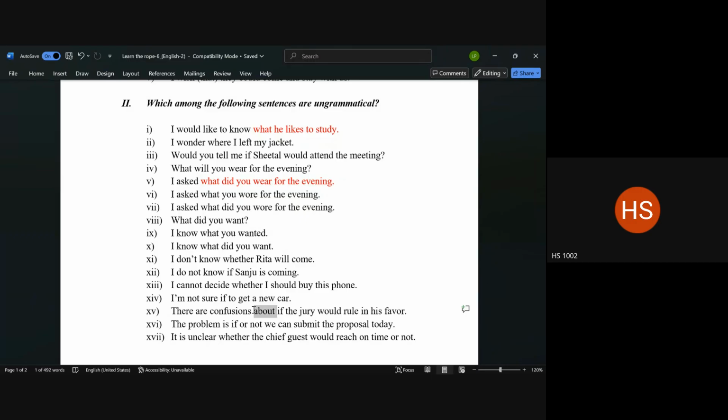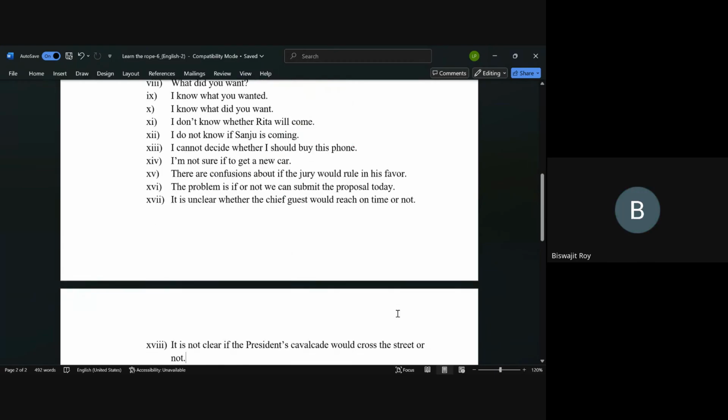The 16th one: "The problem is if or not we can submit the proposal today." So sentence number 16, that is the third condition. It's incorrect. This is also wrong because if you have "if" in the sentence, then "or not" has to be at the end of the sentence. You cannot say "if or not", but you can say "whether or not". So "if or not" is a wrong construction. It's an unacceptable condition. "Whether or not" is more acceptable and grammatical.